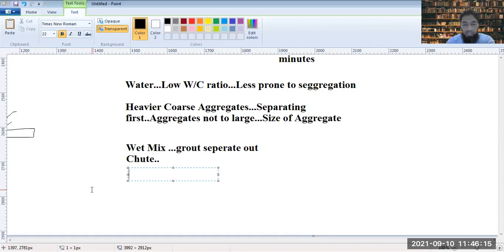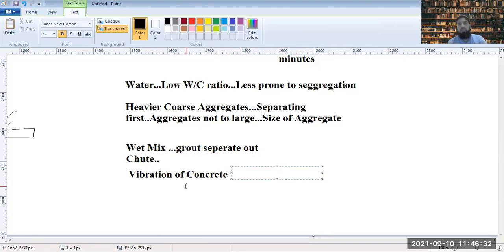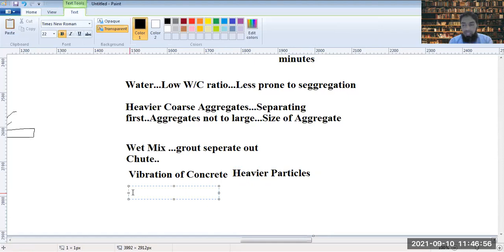And even one more point is vibration of concrete. Now, this vibration of concrete has to be restricted to a limit. If you are vibrating the concrete too little, it may not properly achieve the workability if the slump value is less. Now, if you are vibrating it too much, then the particles begin to separate out. The heavier particles begin to separate out first if you're vibrating it a lot. So vibration has to be within the limits.